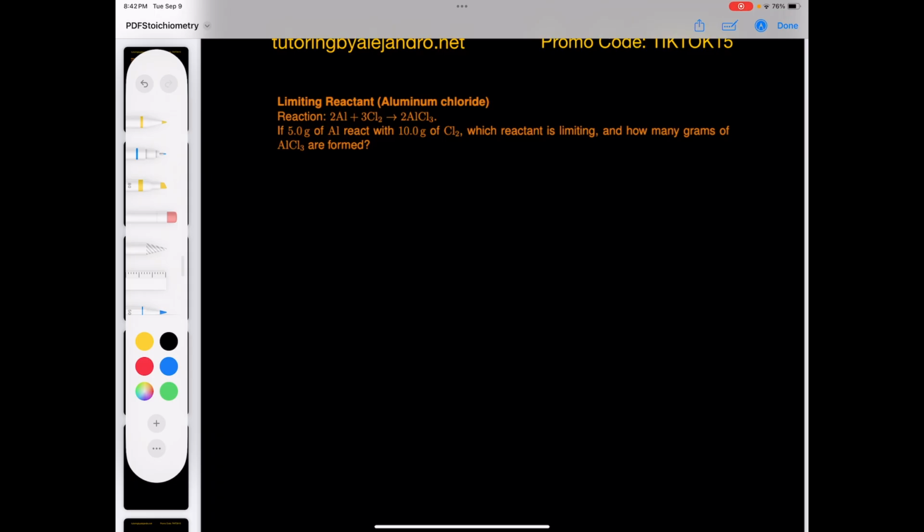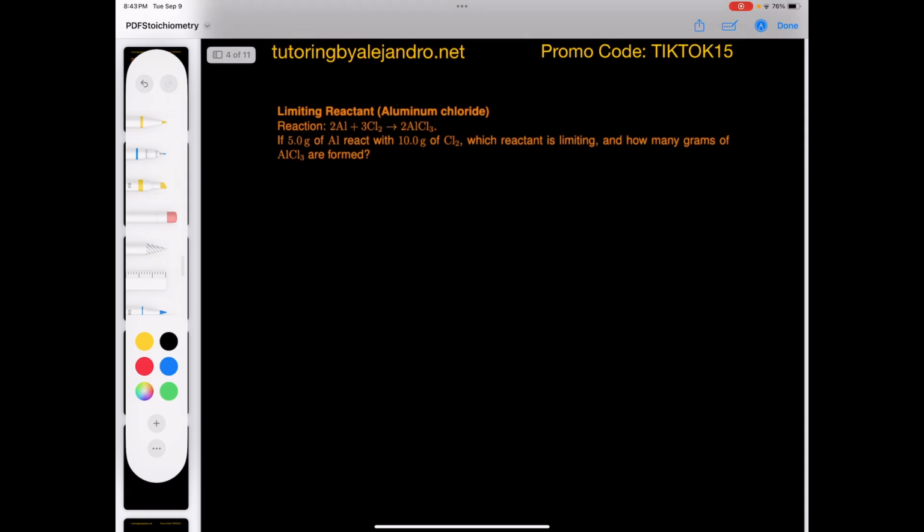So this question is a little bit different than the previous ones, because now there is a limiting reactant. And the way this works is, in order to find out how many grams of AlCl3 are formed, the comparison that we need to make, the mole ratio, has to be in terms of whichever reactant is limiting. So we have to find that out first. But before that, let's just do a quick check, make sure the chemical equation is balanced.